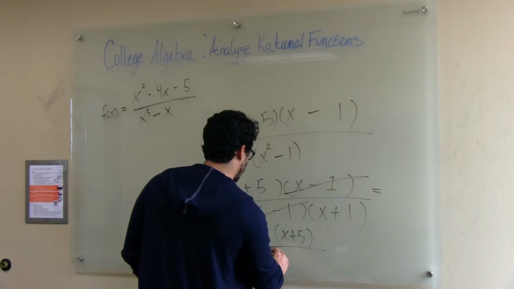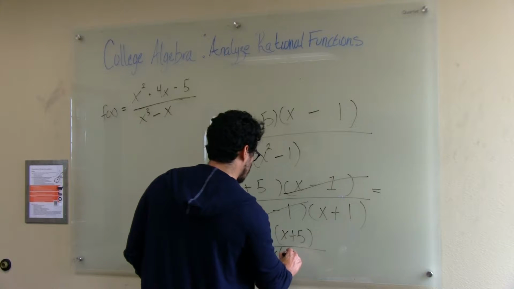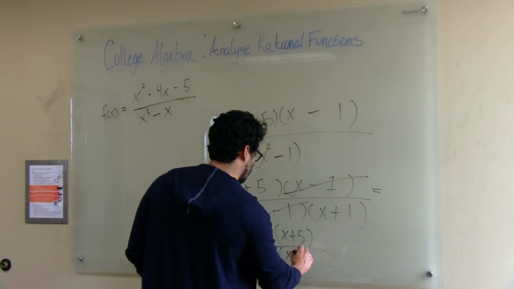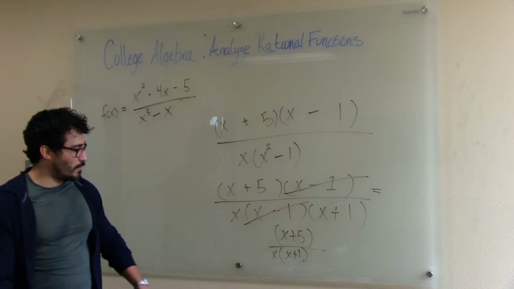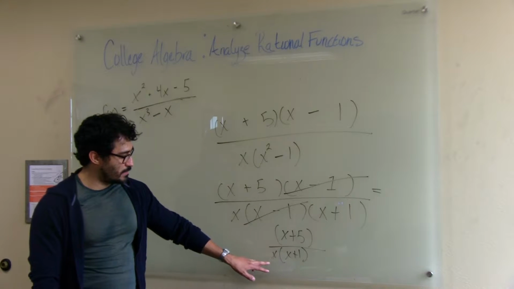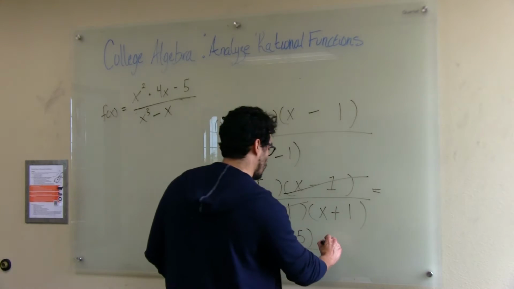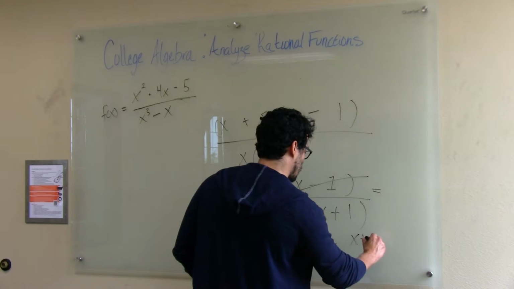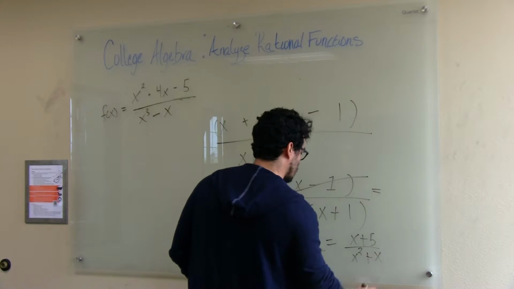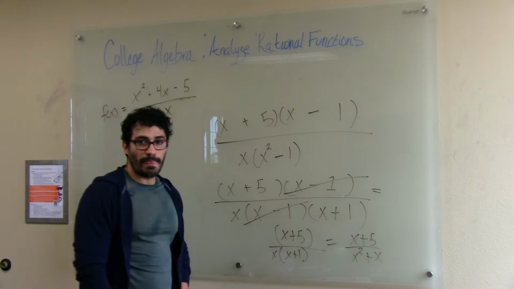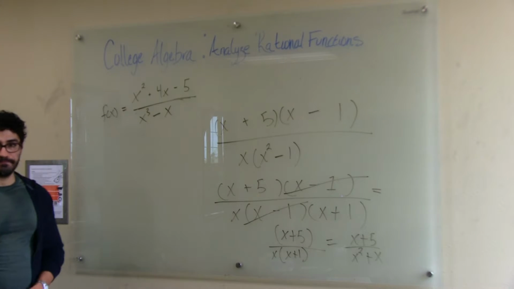x plus 5 divided by x times x plus 1. And there is our simplification. And then we can return this to the non-factored form if we want, to x plus 5 divided by x squared plus x. And there's our simplification.